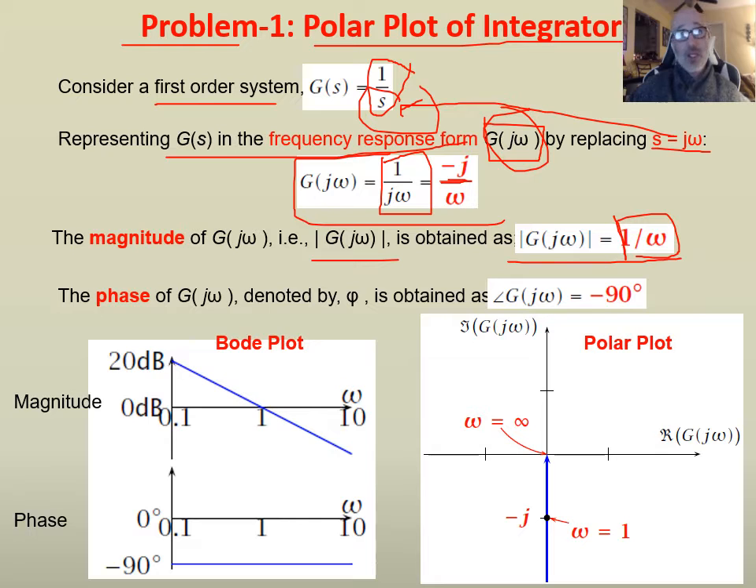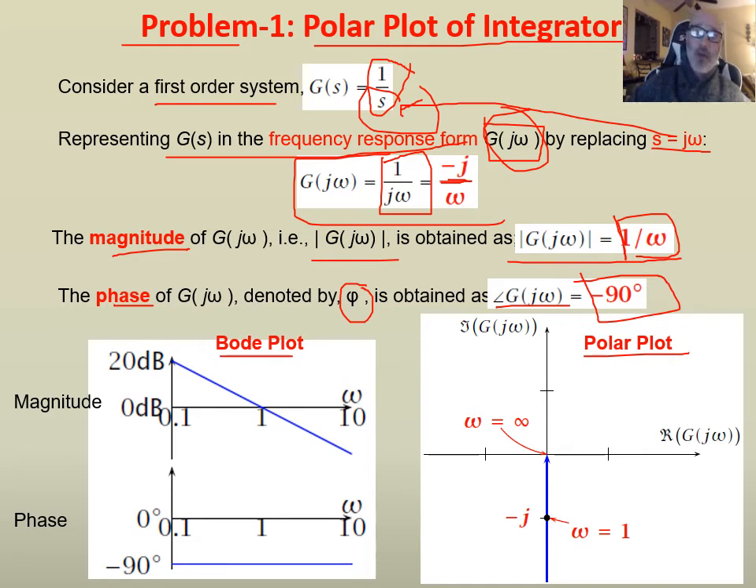So the phase now, because we want magnitude and phase separately, the phase of this is going to be denoted by our phi right here, and this is obtained as the angle of our j omega, which is going to be, in this case here, negative 90. So we can take a look down at our Bode plot versus our polar plot for this here.